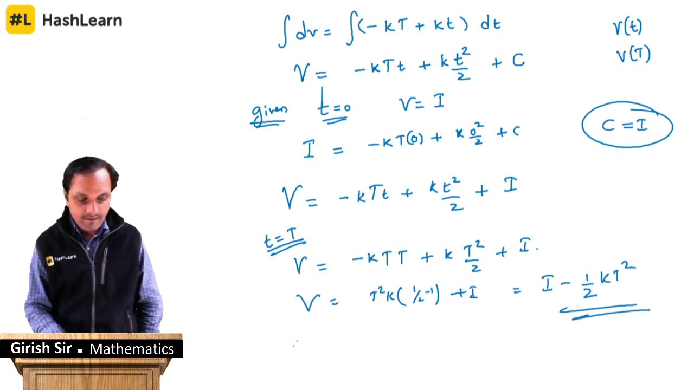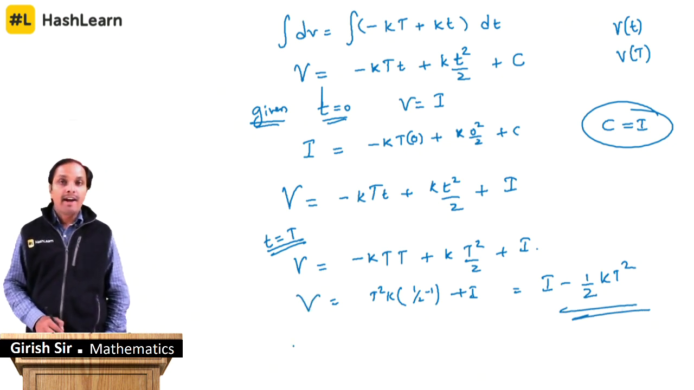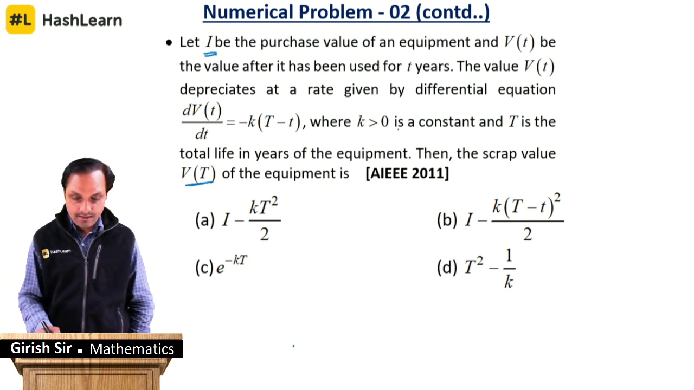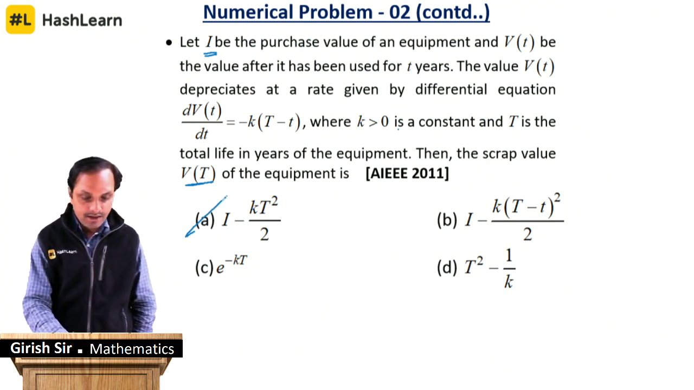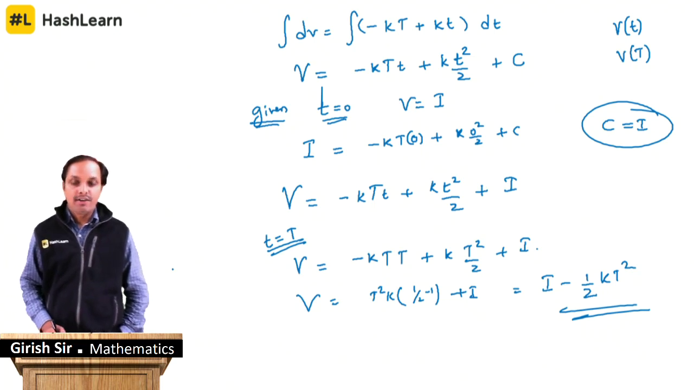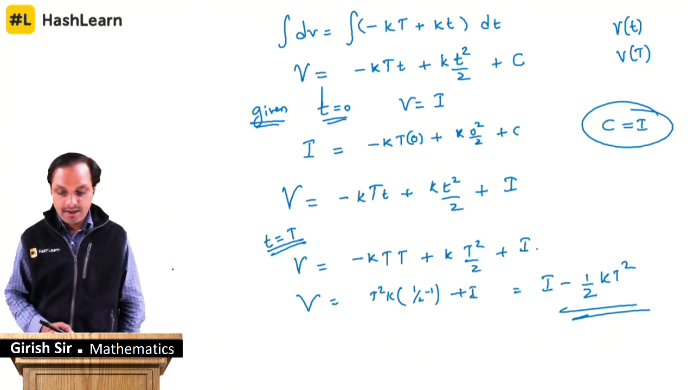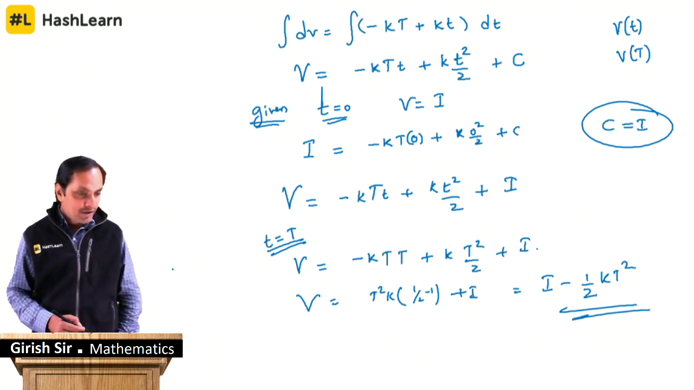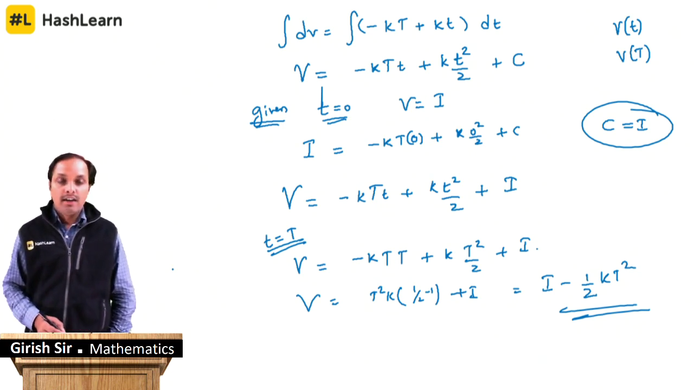So do you have any option? I minus half k t square. There is an option A that matches with our result what we have got here. Answer is option A. हिमांशु, होप यू फॉलो द स्टेप्स.